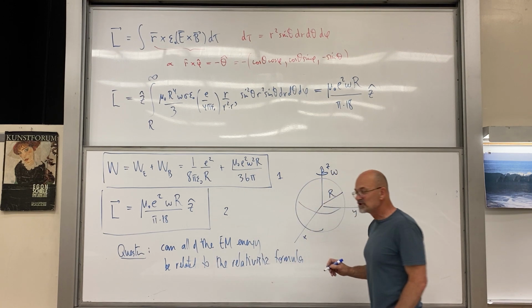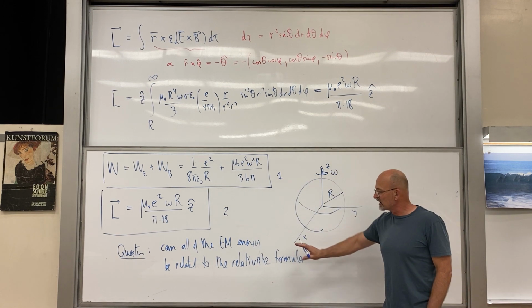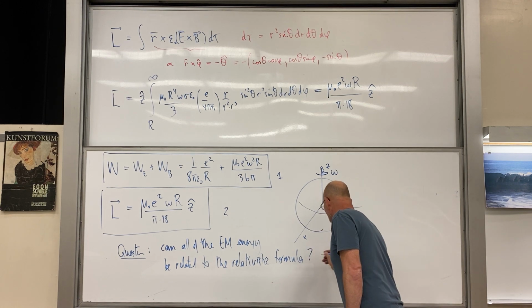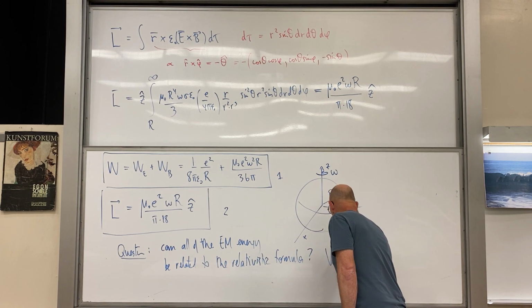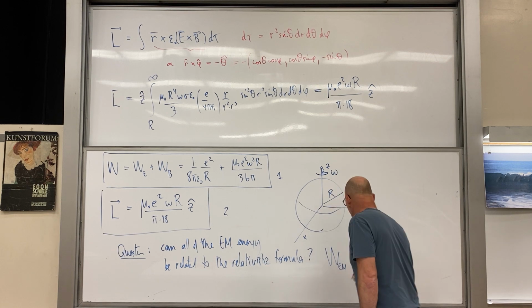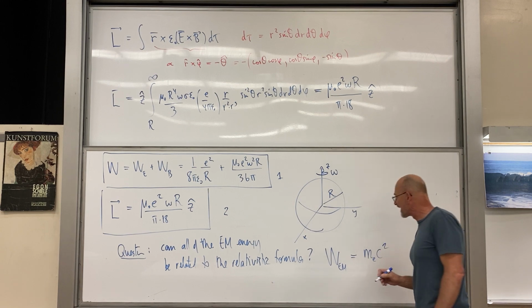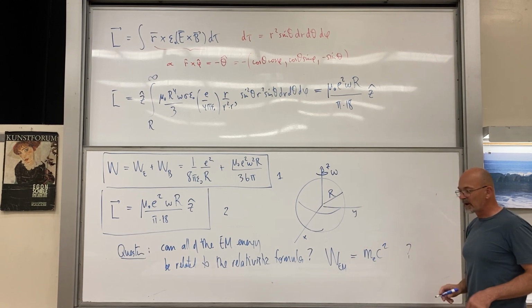We've got the mass energy equivalence. In fact, we'll do relativity later in this semester. So right now we're just putting this: W electromagnetic equals m electron speed of light squared. That's the question.